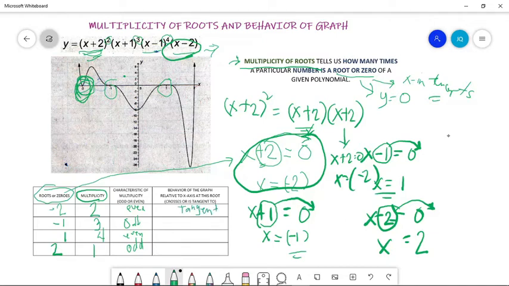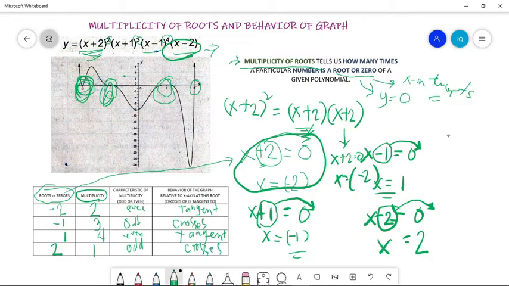Okay, how about negative 1 here? What can you say about the graph? From the upper side of the x-axis, it crosses to the lower side. So that's obviously a cross. Next is positive 1. Look at it. Does it cross here? No, it is only tangent. And 2, it crosses the x-axis.